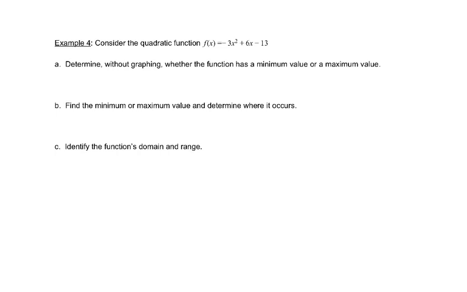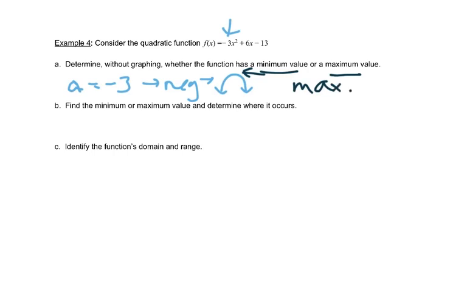So this problem says determine without graphing whether the function has a minimum or a maximum. So remember that the first value, a, tells us how the graph opens. So here a is -3. That tells us it's negative, which means it opens down. And that means that it doesn't have a smallest point because it goes down forever, but it does have a top point, which means it has a maximum value.